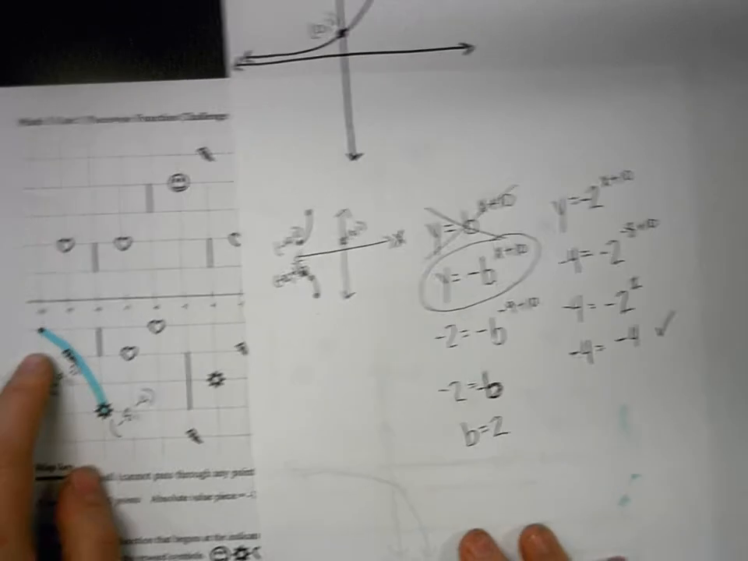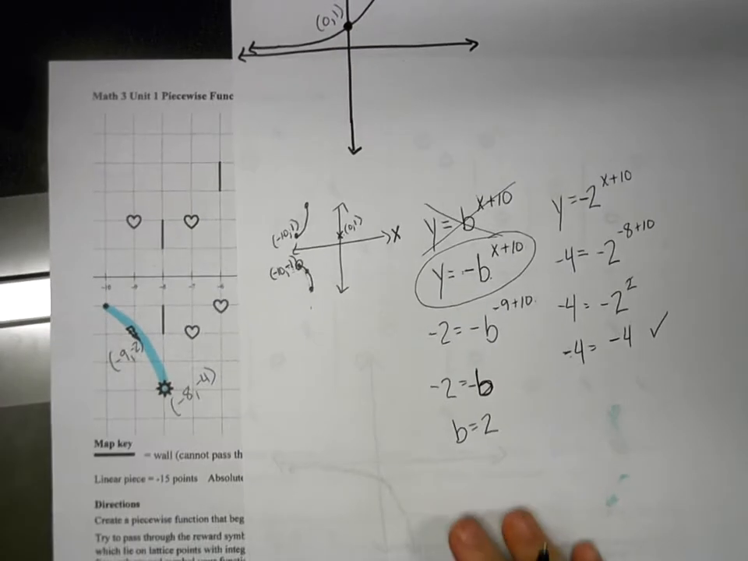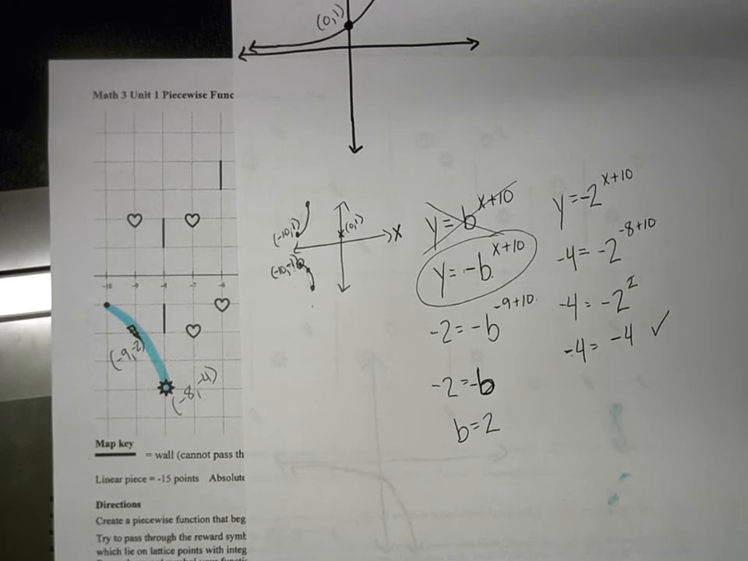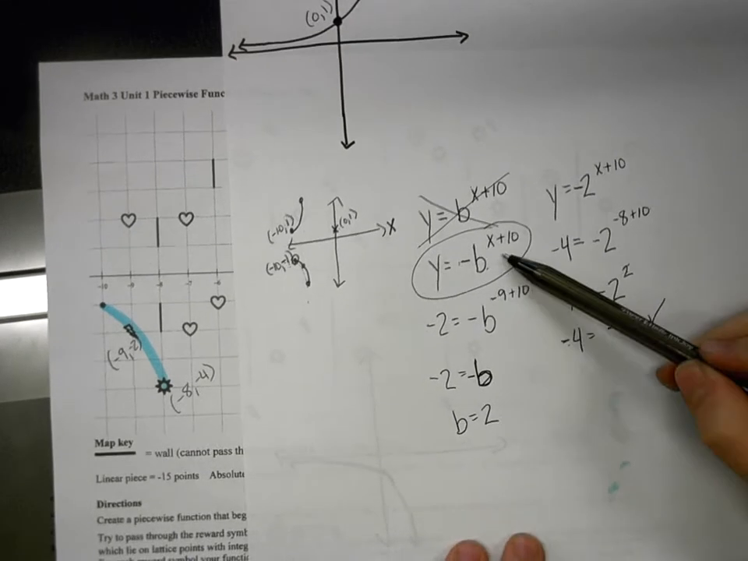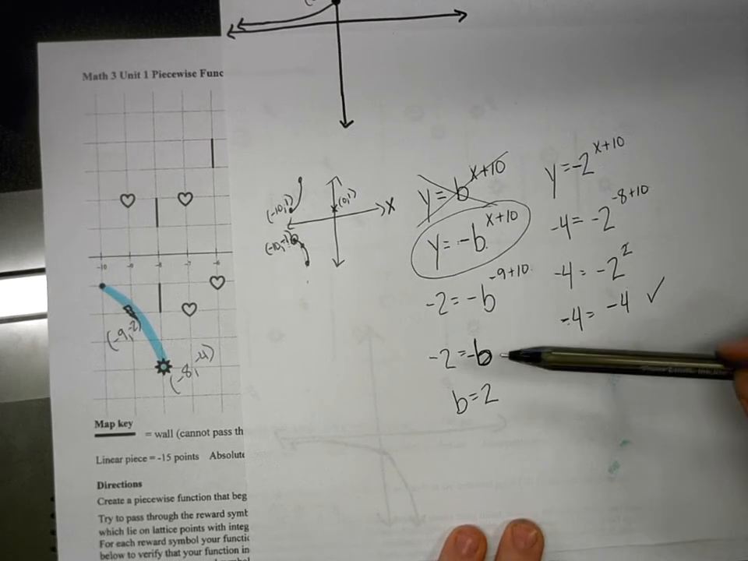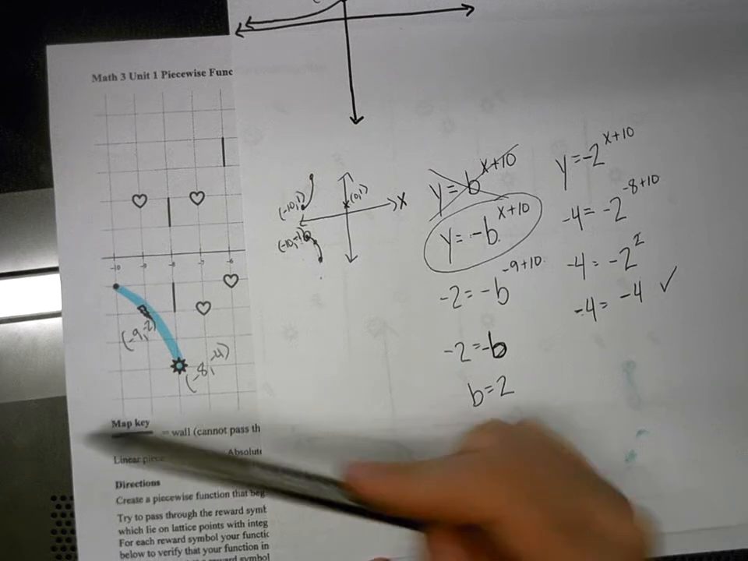That means both points are on that exponential function. So that's a good example for a reflection across the x-axis, writing the equation, finding the b value, and checking to make sure all points are part of that function.